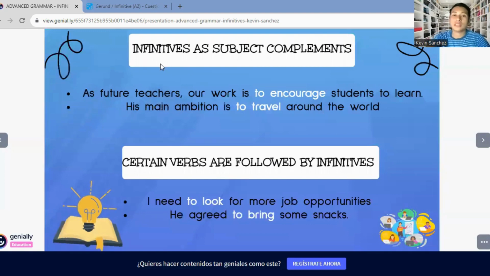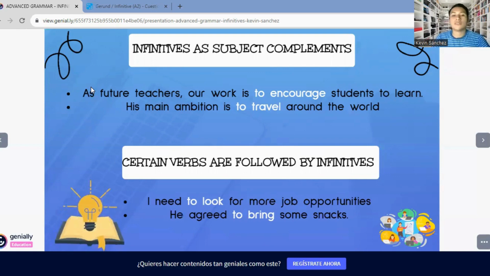Now, infinitives as subject complement. So they act as complement of the subject. For example, as future teachers, our work is to encourage students to learn. Okay, what is our work? Our work is to encourage. That is part of the subject. His main ambition is to travel around the world. Now, what is his main ambition? The answer is pretty simple. It is to travel. In this case, we have the infinitives acting as subject complement of the sentence.